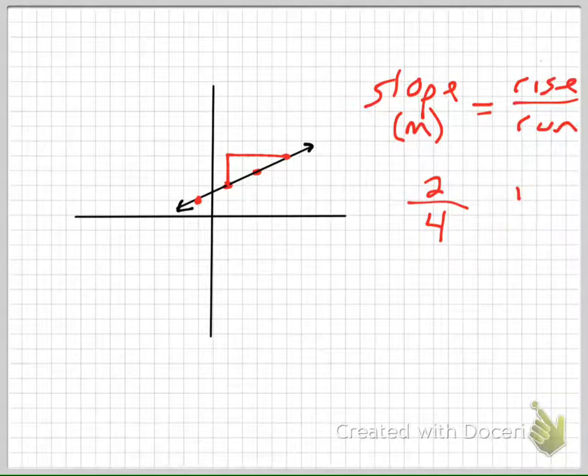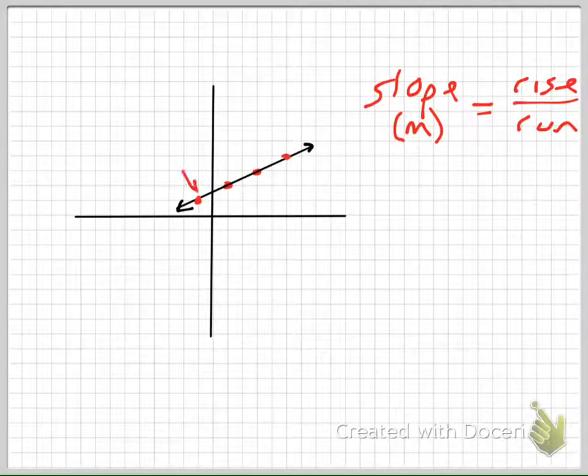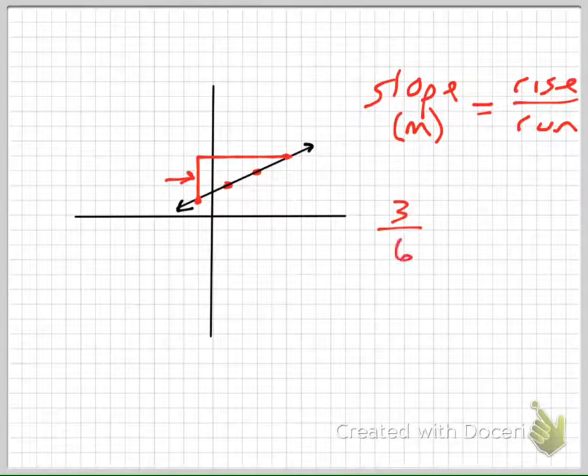What if I hadn't done that? What if I had done this? And I decided I'm going to go from here to here. This time I'm going to go from here to here. How did I get from here to here? I went up 1 and then over 2. Oh, it's still a 1/2 slope. Let me go from here to here. What did I do? I went up 3 and over 6. That reduces to 1/2. It doesn't matter where you go.